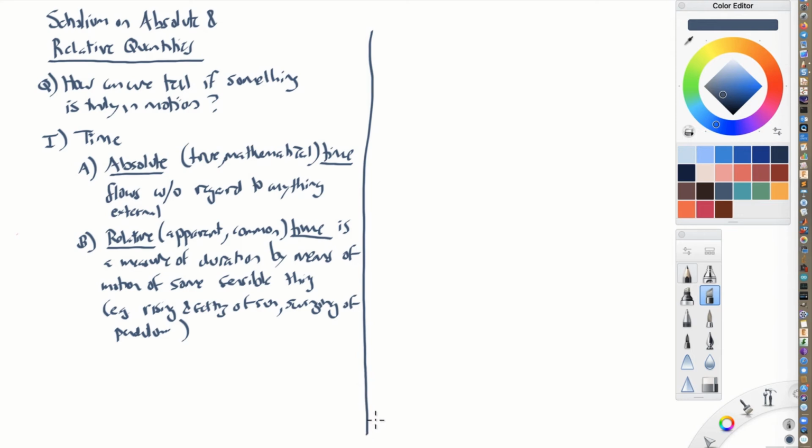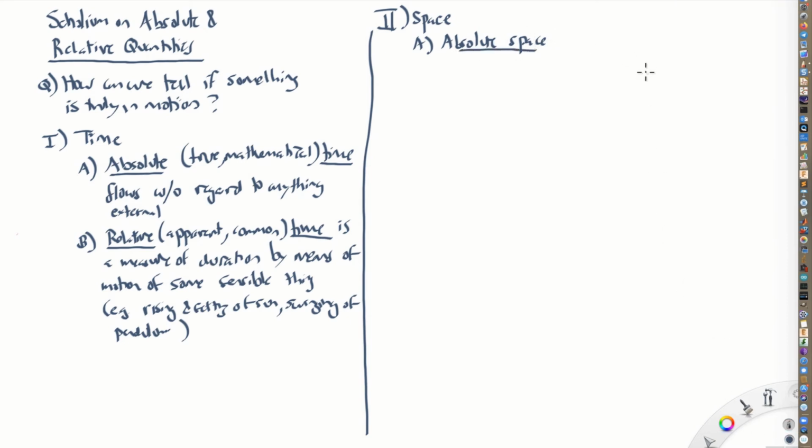Okay, that is Newton's concept of time. What about his concept of space? So let's go on to Newton's concept of space. Once again, Newton distinguishes between absolute space, which he says is unchanging and immovable.